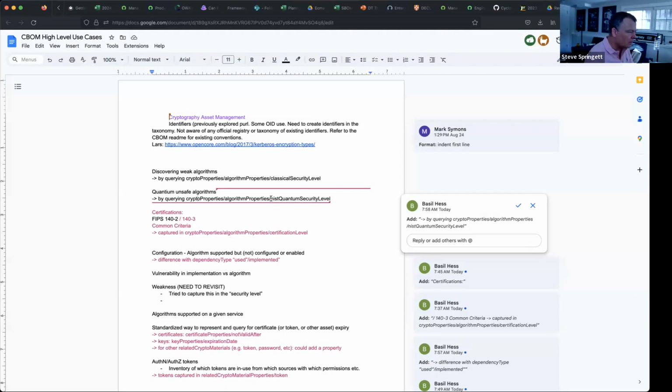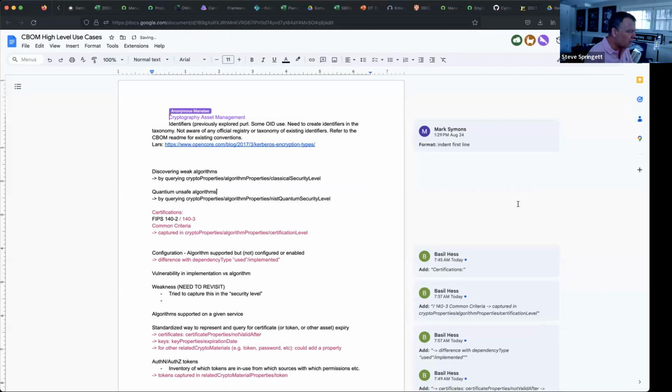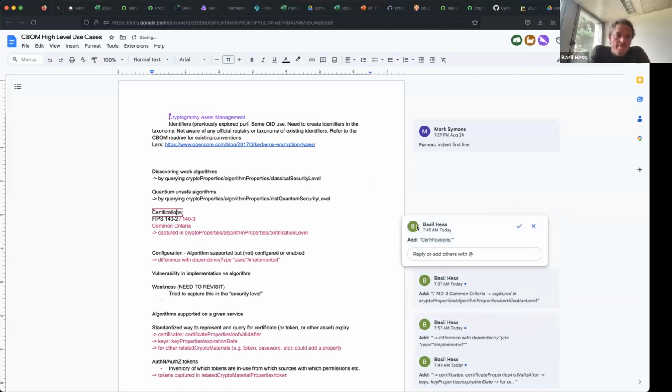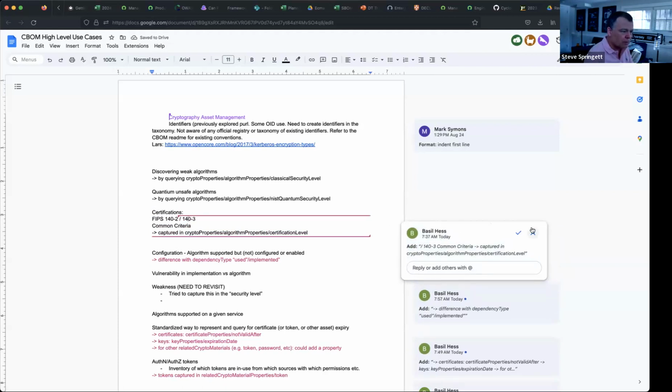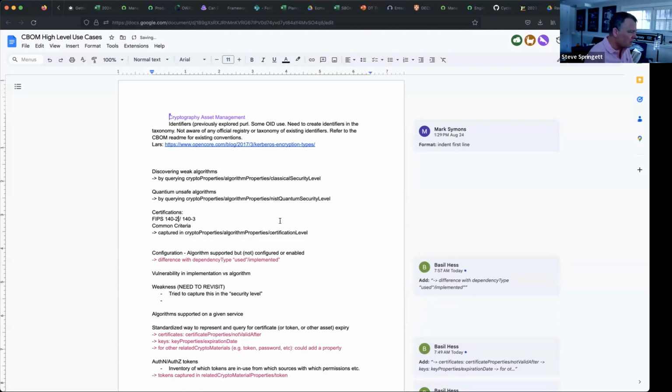Got it. And this is then the quantum security level, right? Right. Certifications, yeah, 143 as well. Yeah, there we have a couple of them. There are different levels of FIPS. There's Common Criteria as well. What's different about the certification levels? The certification level in the standard?